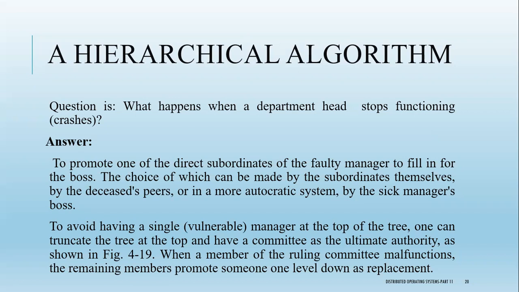To avoid having a single manager at the top of the tree, one can truncate the tree at the top and have a committee as the ultimate authority, as shown in the previous diagram. When a member of the ruling committee malfunctions, the remaining members promote someone one level down as a replacement.